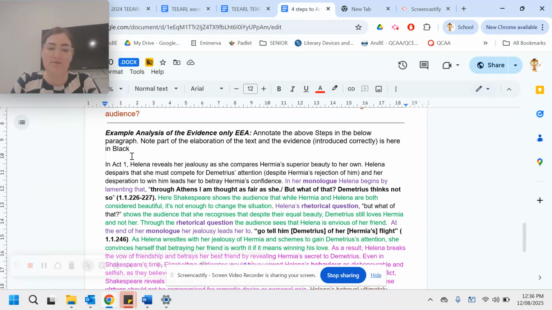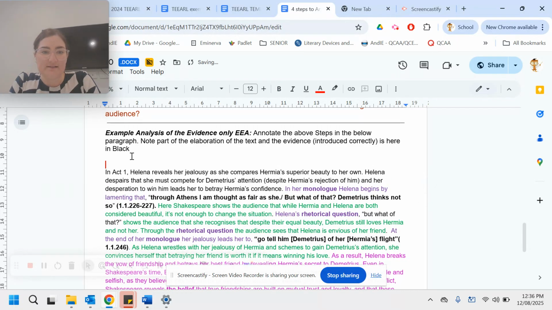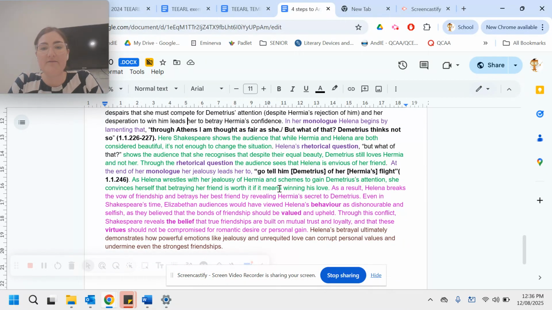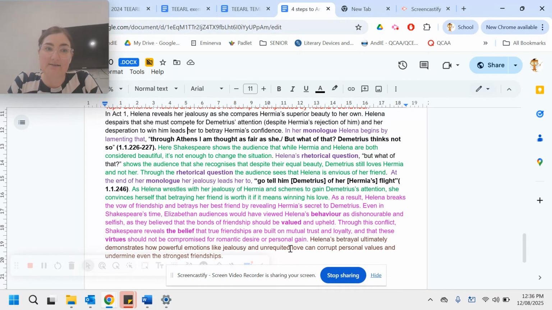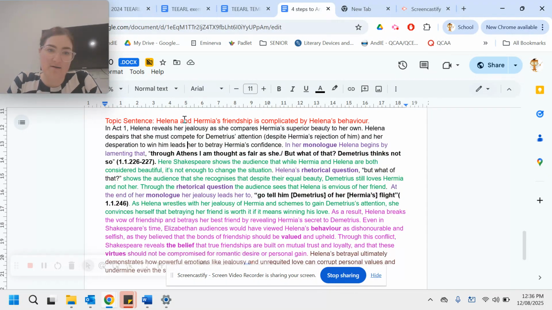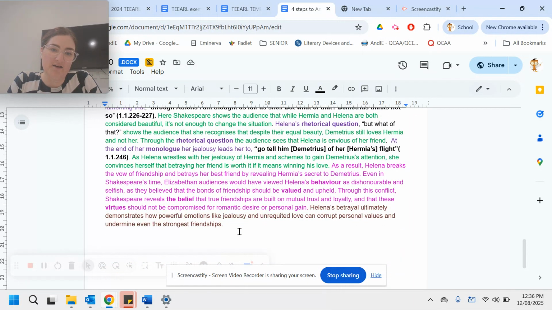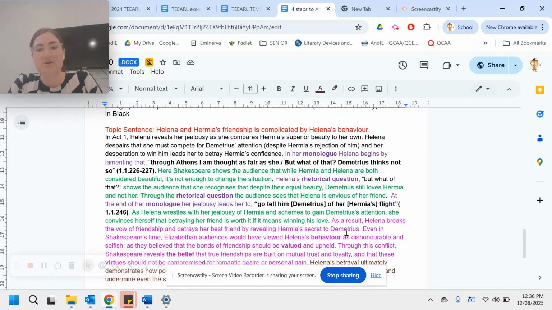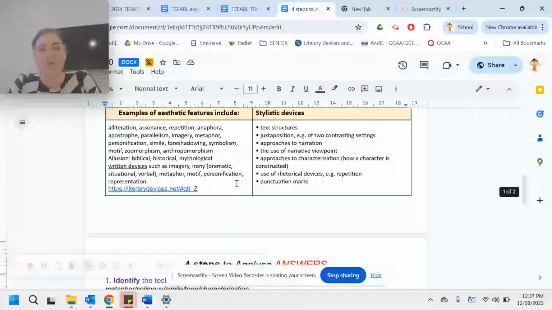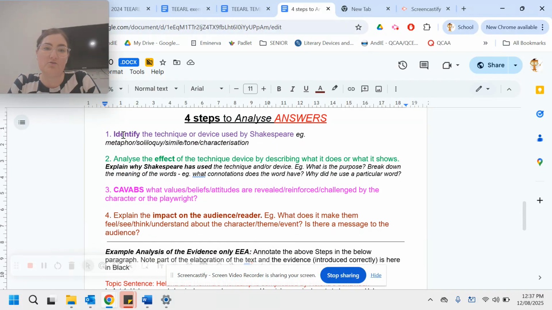Now, if I pull back my topic sentence, Helena and Hermia's friendship is complicated by Helena's behavior. Everything in here links back to that, okay? This is, remember, just the EEA, and then I would write a linking sentence underneath. Okay, so the EEA, again, it is really super important that you understand that you need to do these 4 steps. You must have all of those things to get full marks.